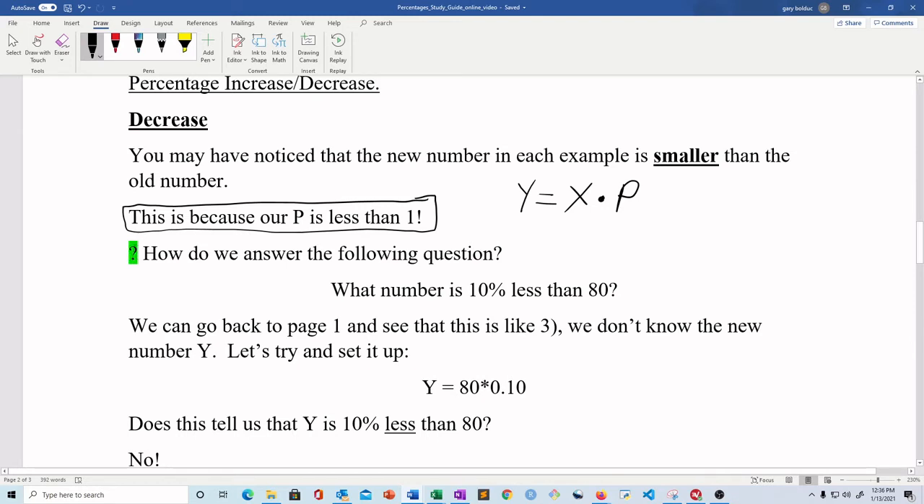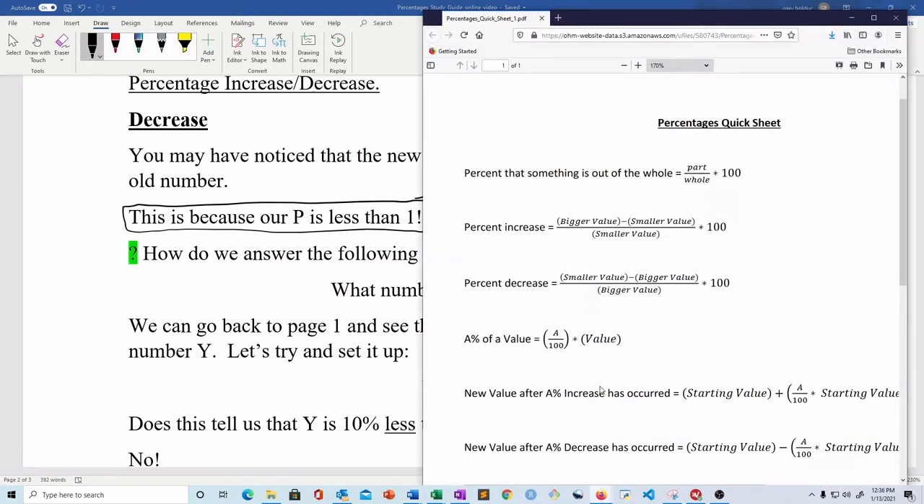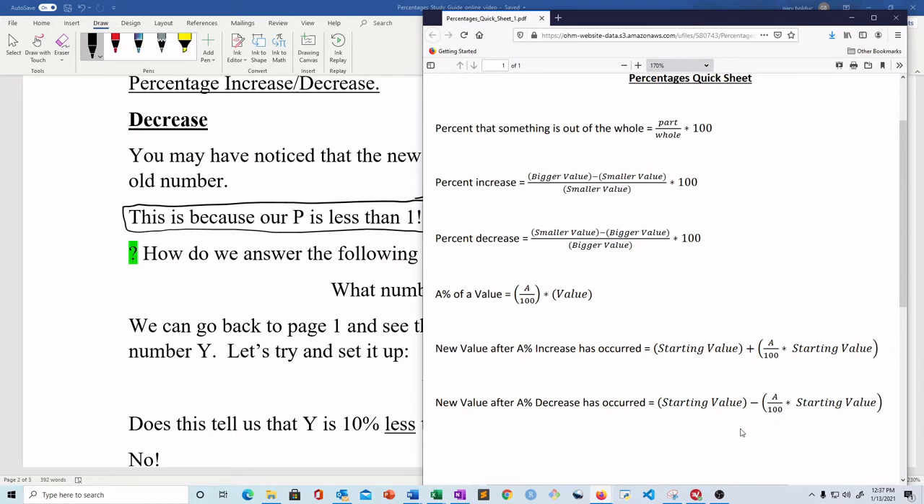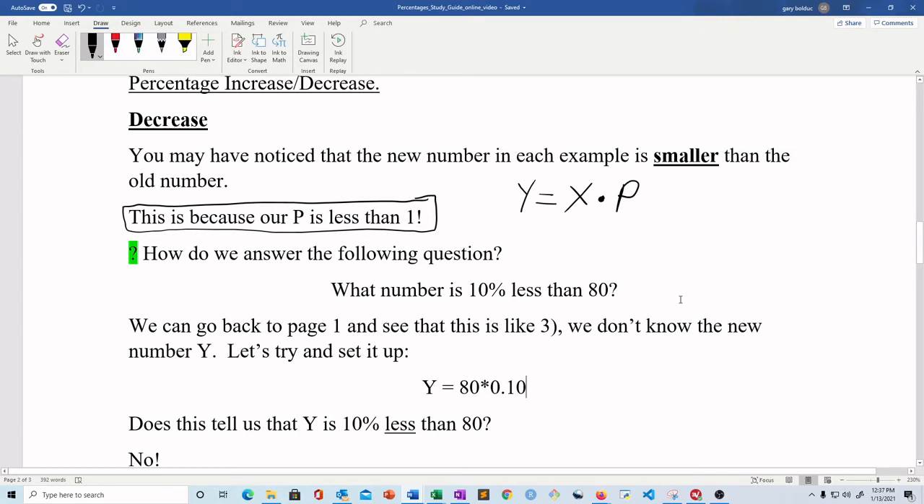Before you read any more, stop at this green question mark. Probably should have made it red, right? Stop at the green question mark and try to answer the question that comes next. What number is 10% less than 80? Again, you go to this other sheet, and you might see all of these different things you could try. So a new value after some A% decrease, and you have this formula here that you can try using. But what I'm saying is, get out of my face, you quick sheet. I don't need that.